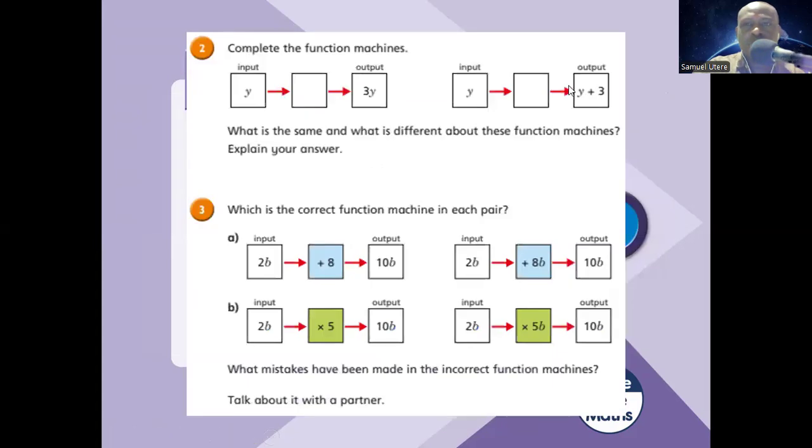Have a go at question 2 and 3. You can pause it. You should be able to do this in 3 minutes. Pause the video and have a go at these.